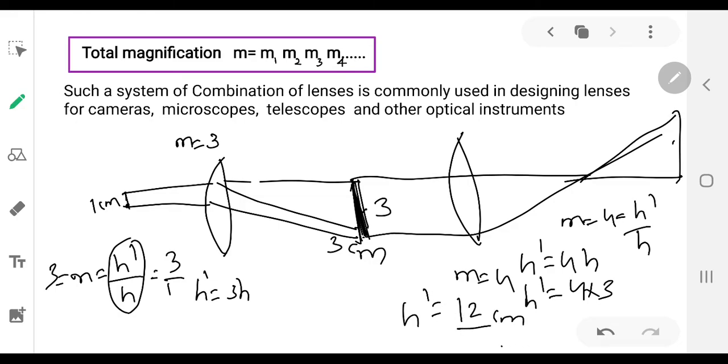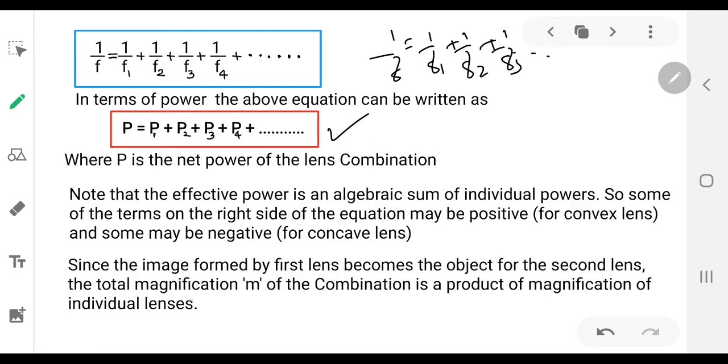So initially, in front of the combination of the lenses, the object placed is 1 centimeter. At the end of the combination of the lenses, the image you are getting is 12 centimeter. The magnifications of the two lenses are 3 and 4. So the effective magnification that you are getting is 12, the multiplication of both. So the total magnification of the combination is the product of the magnifications of the individual lenses.